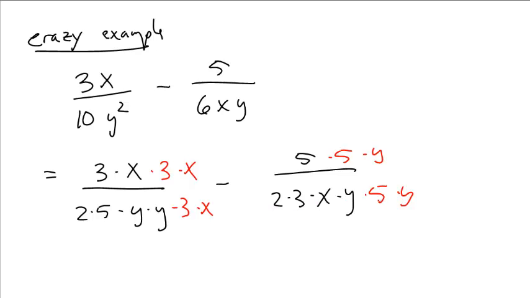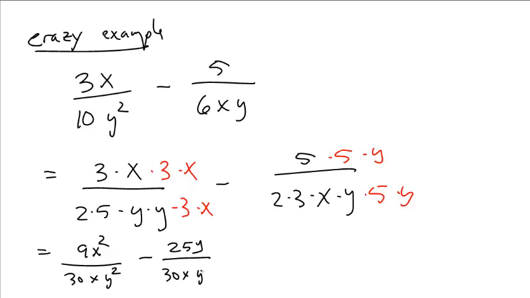2 times 3 times 5, 1 x and 2 y's. Put this all together, and we get 3 times 3 is 9x squared over 30xy squared, and we want to subtract 5 times 5 times y is 25y over 6 times 5, again, 30xy squared. We have a common denominator. And when you combine things with common denominators, that denominator stays the same: 30xy squared. So many people want it to be more complicated.